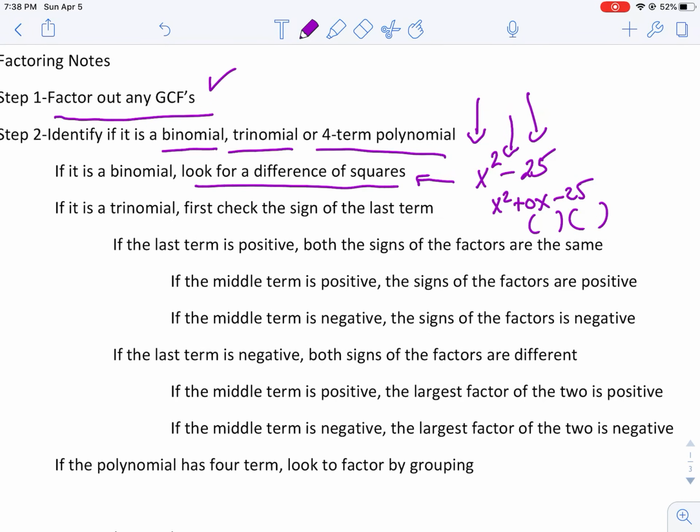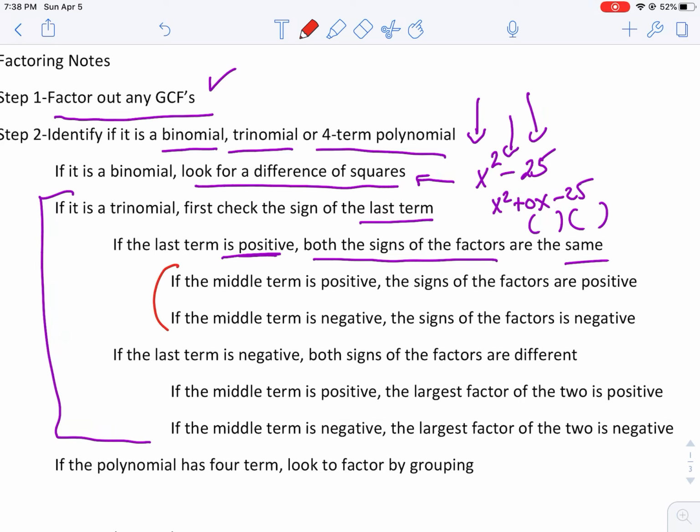Then the trinomial. We talked about this, but this right here, you really have to commit to memory. You just have to get used to it. If it is a trinomial, first check the sign of the last term, okay? If the sign of the last term is positive, both the signs of our factors are the same, okay? If the last term is positive, then we check the middle term. If the last term is positive and the middle term is positive, the signs of the factors are positive.